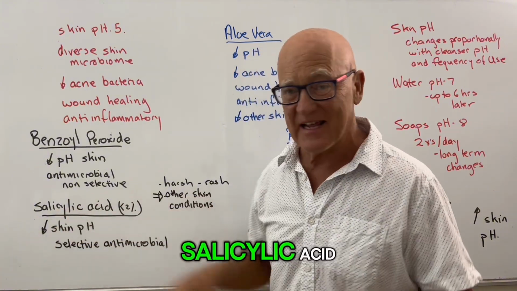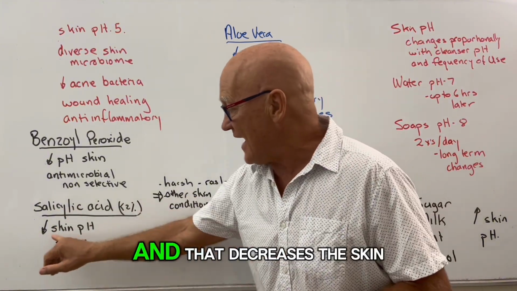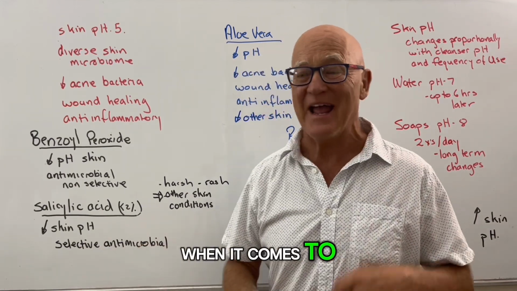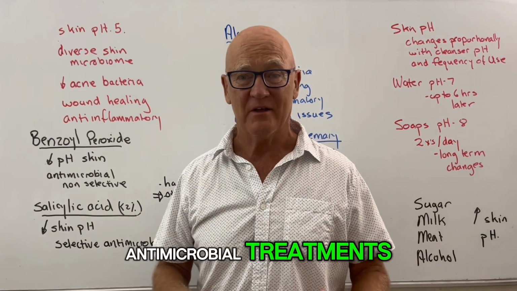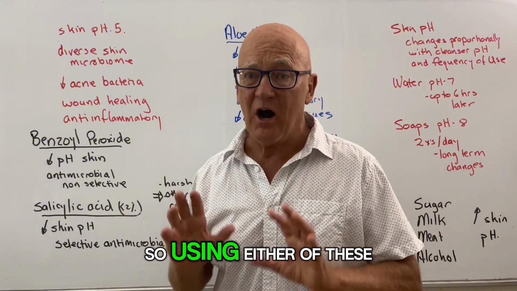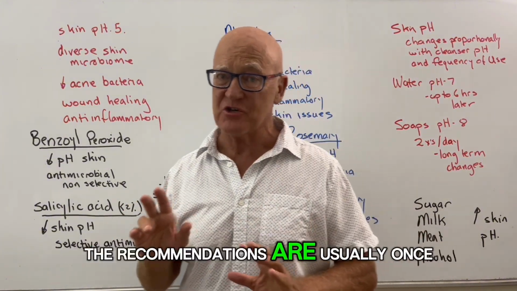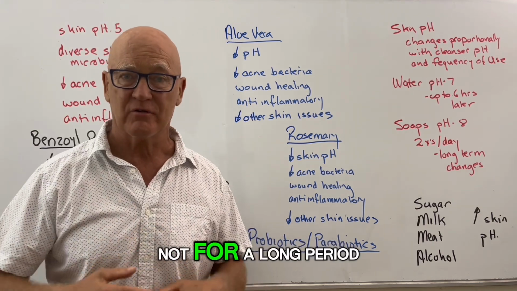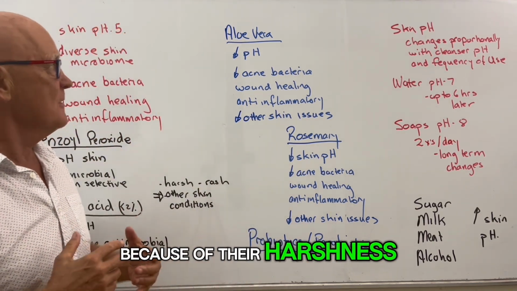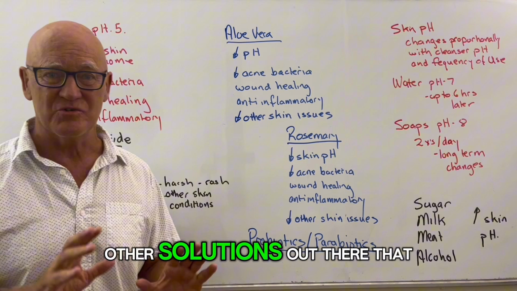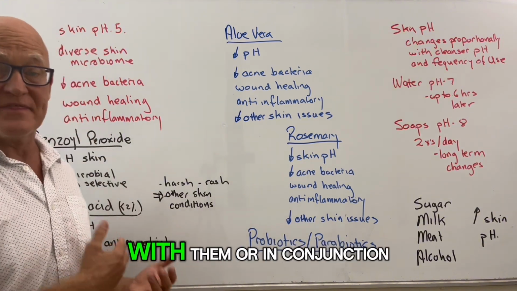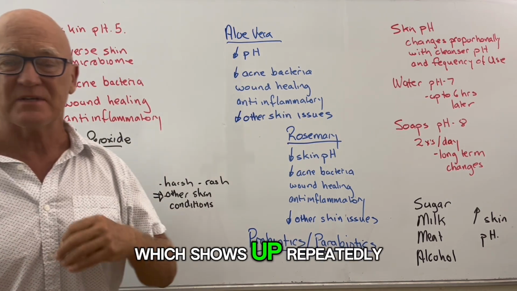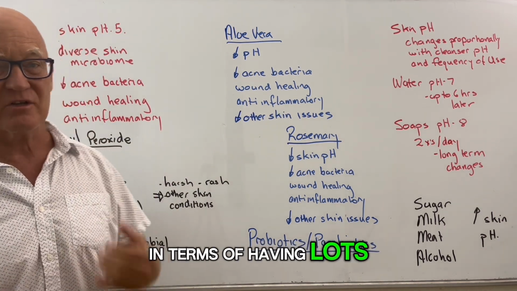The second one's salicylic acid, less than 2%. And that decreases the skin pH, which is really good. And it's a bit more selective when it comes to antimicrobial treatments. So using either of these, the recommendations are usually once or twice maximum a day, not regularly, not for a long period of time because of their harshness. But when we look at some other solutions out there that might be used either with them or in conjunction with them or on their own, you can find something like aloe vera, which shows up repeatedly in terms of having lots of benefits for skin.